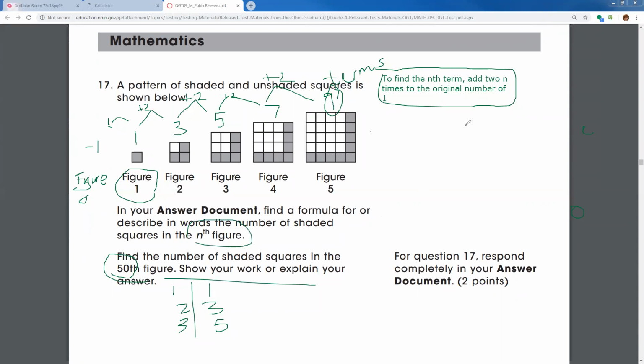Add 2 n times. So the n times is because if you're only getting to the second term, you added 2 one time. But if you're getting to the third term, you had to do 1 plus 2 plus 2. You had to add it 2 times. And if you're getting the fourth term, you had to start at 1 and add 2 3 times. So that's why we're saying n times, because whatever figure they're asking for, that's the number of times you add the number 2.